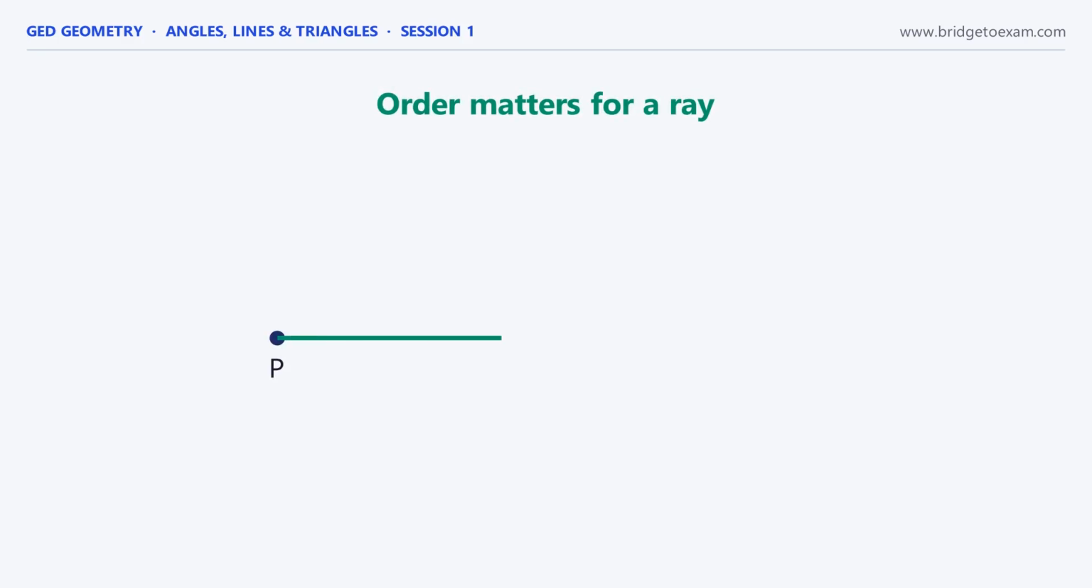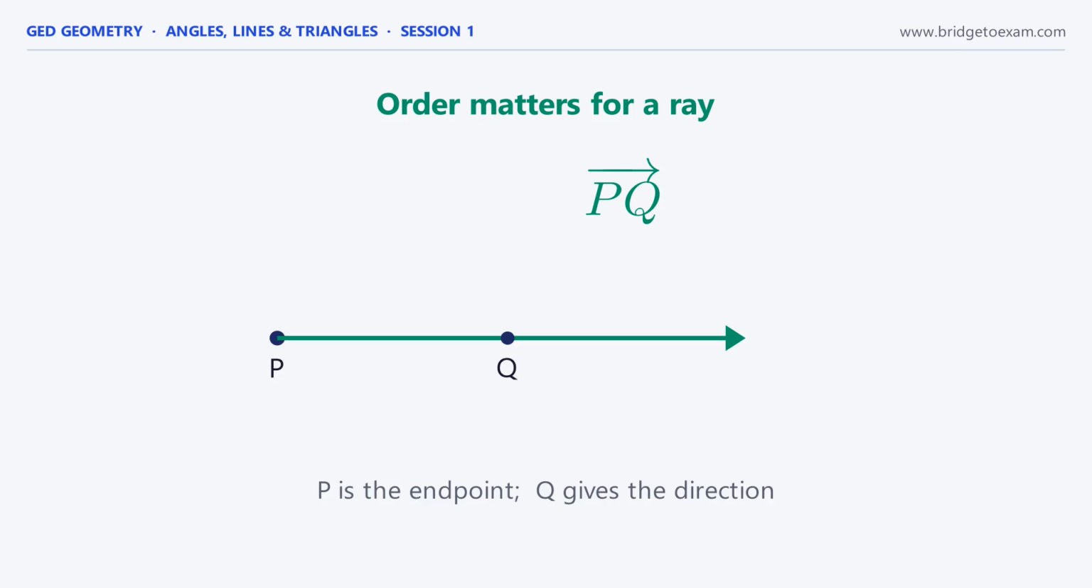For a ray, the order of the letters actually matters. Let me show you why. Imagine a sidewalk that begins at point P and then continues past point Q without ending. That is ray PQ. The first letter, P, is the endpoint where it starts, and the second letter, Q, simply tells you which direction it heads. If instead the sidewalk stopped at both P and Q, it would no longer be a ray. It would be segment PQ.